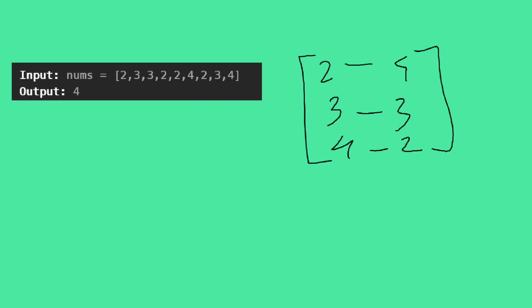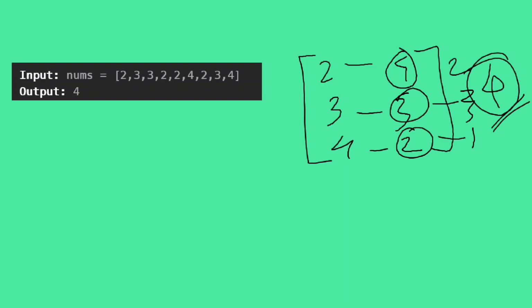And since 4 is divisible by 2, I can do 2 operations. For 3, I can do 1 operation. And for 2, I can do just one operation. 2 plus 1 plus 1, 4. There we go. We get the final answer.